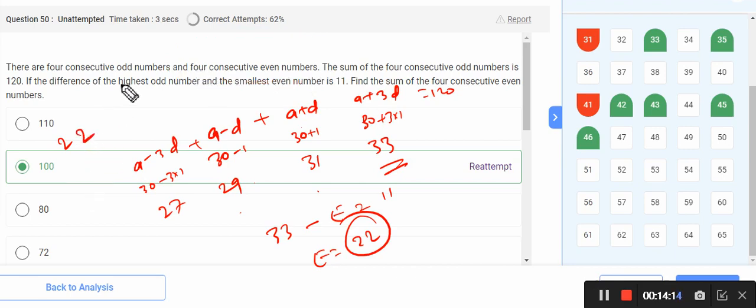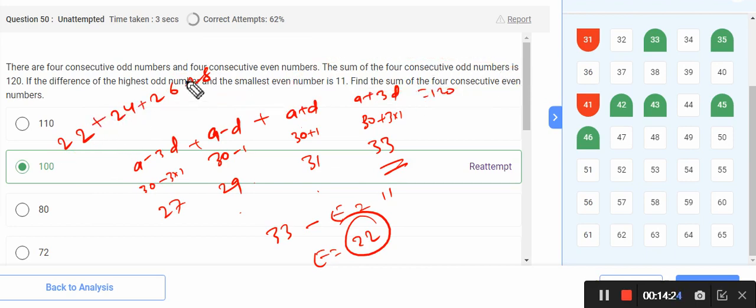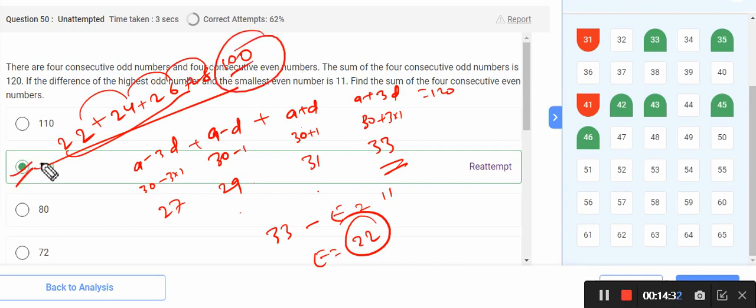So how many more even numbers do we have? 24, 26 and 28. Find the sum of the 4 consecutive even numbers. So we have to take the sum of these numbers, and the summation is coming as 100. 100 is the right answer for this question. Moving to the next question.